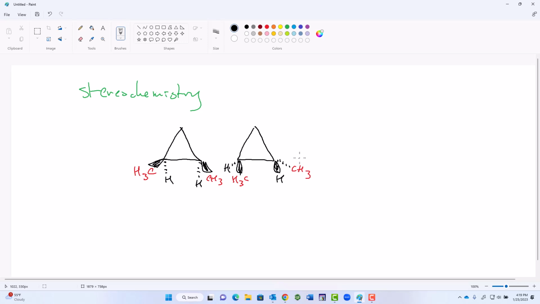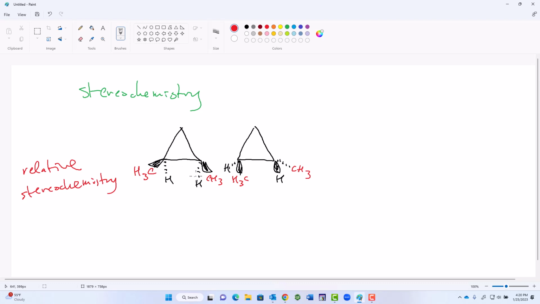How do we differentiate between these two structures? It turns out that we have a system of notation called relative stereochemistry that we can use to compare two groups. Now, this only works if we're comparing two groups. If we had three substituents on this cyclopropyl ring, we would not be able to use these denoters.